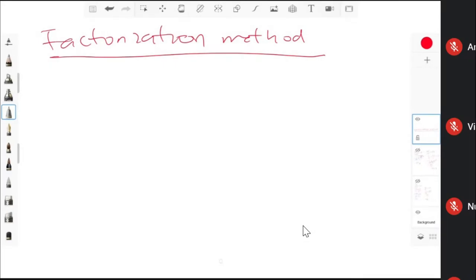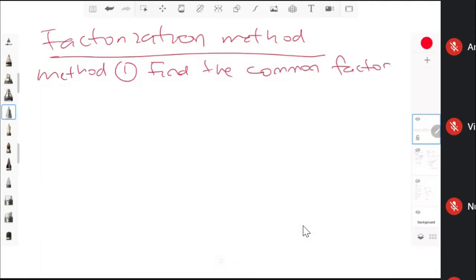Now, factorization method. There are 4 methods that you can do. Method 1 is to find the common factor. Okay, you listen first, okay? I'll give you time to copy. So listen first. Now, what do you mean by find a common factor?